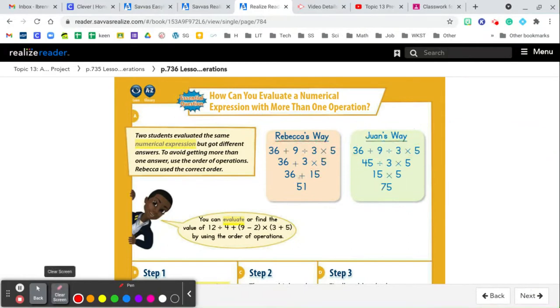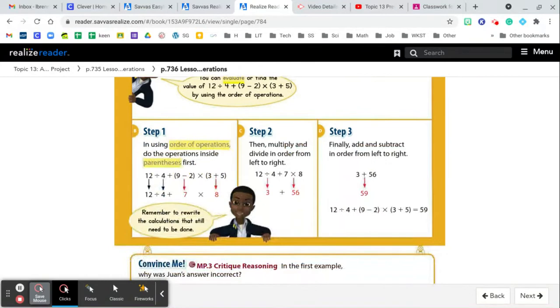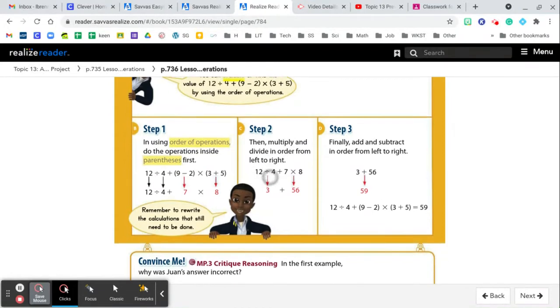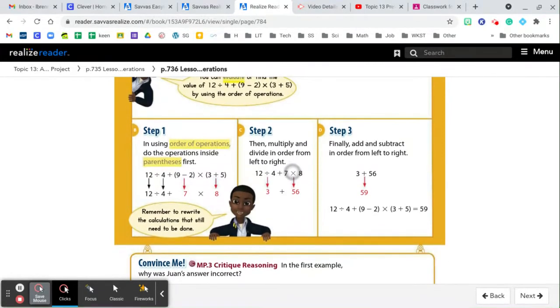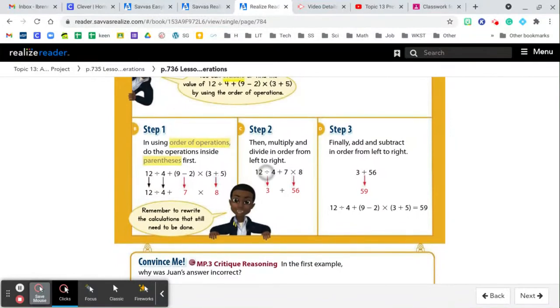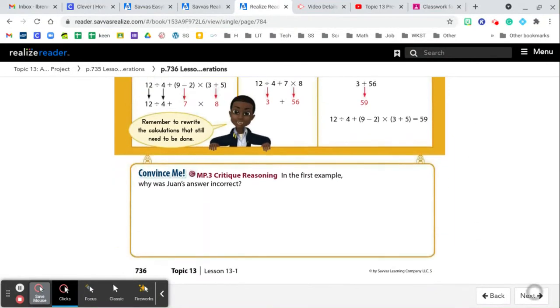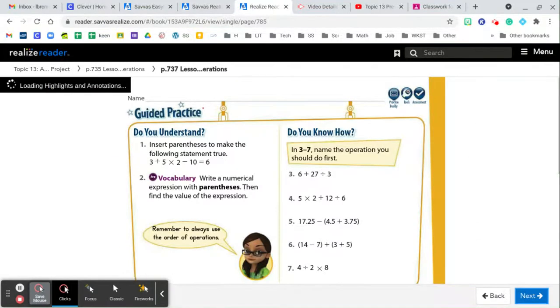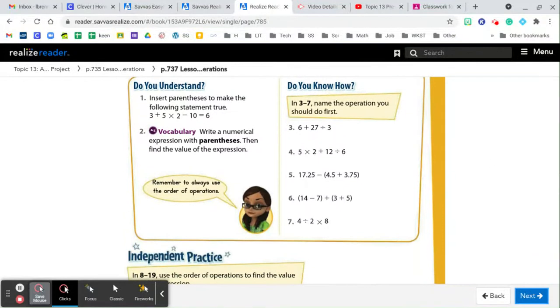And you can watch the video in Savvas to guide you through the process of the order of operations. Parentheses first, then multiply and divide from left to right. So in this case, division comes before multiplication. Sometimes multiplication will come before division, but both of them come before addition. Addition is the last thing that you do. And subtraction, I should say, addition and subtraction.